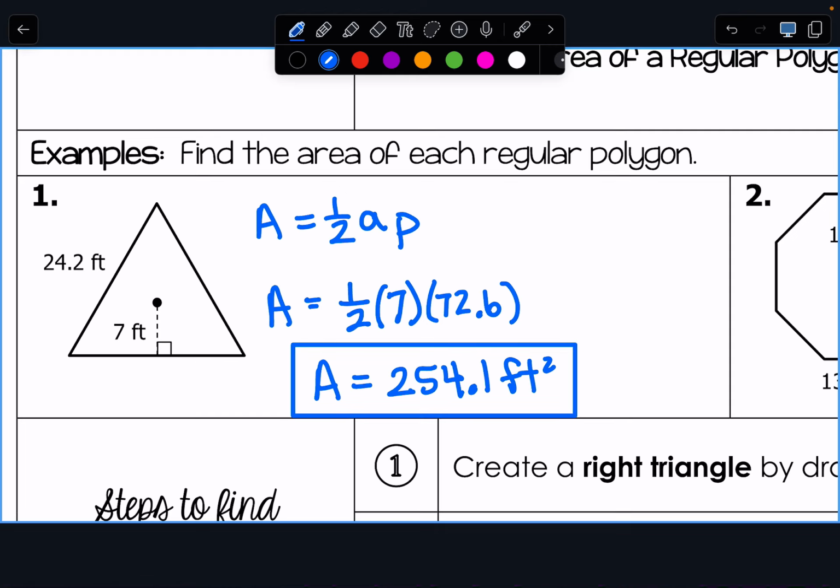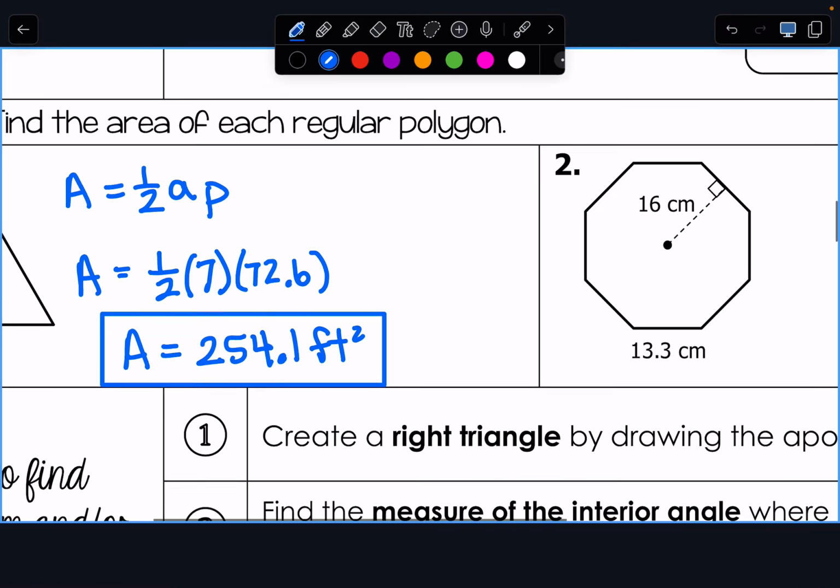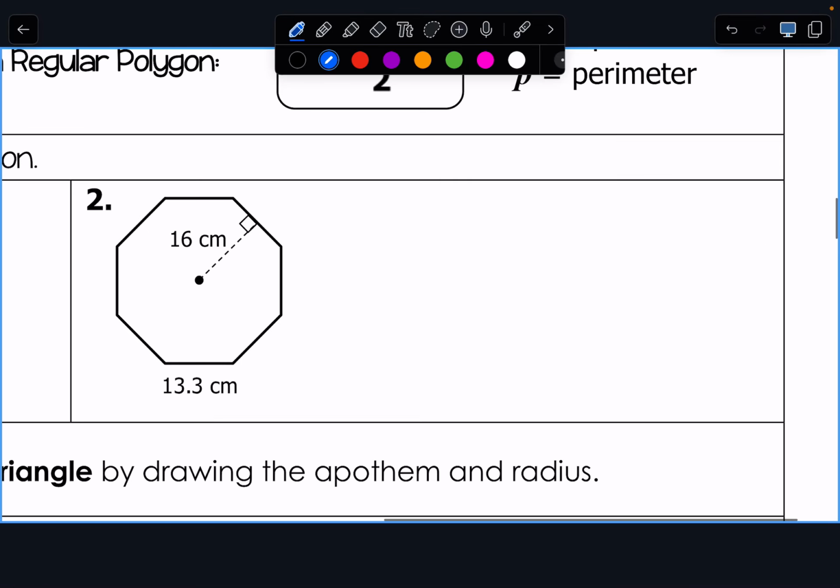Okay, could you please find me the area of this? What is this? This is an octagon. Find me the area of the regular octagon.